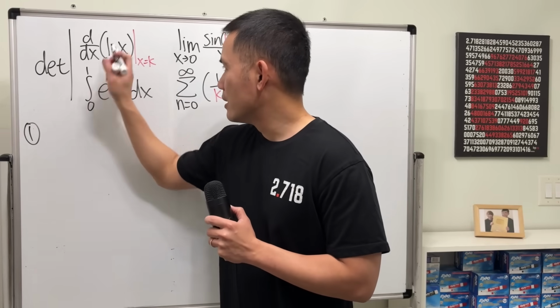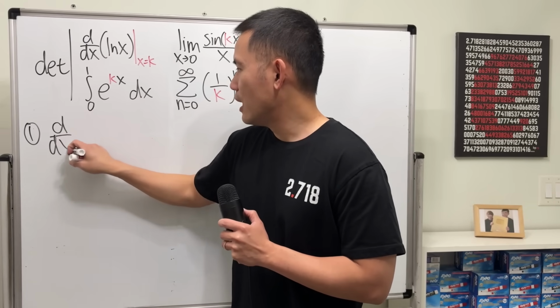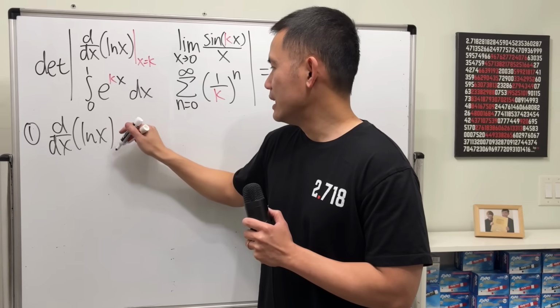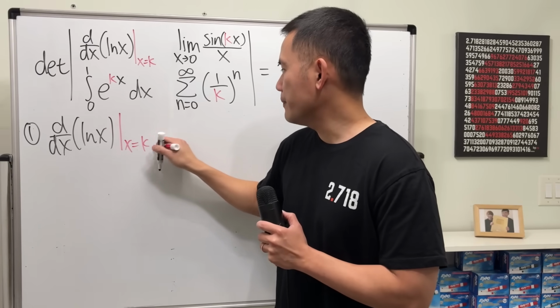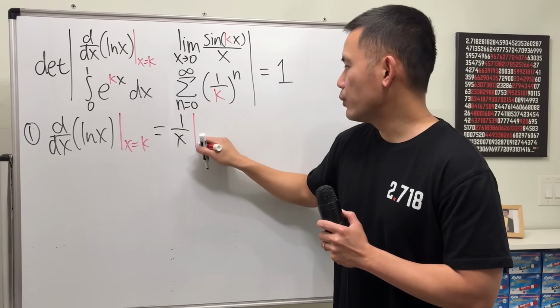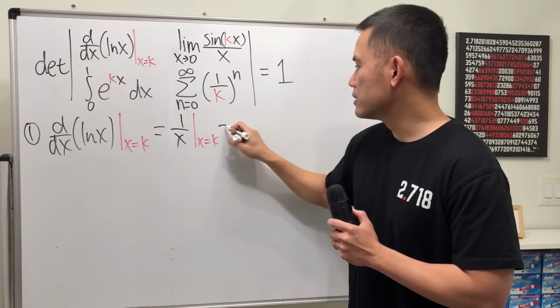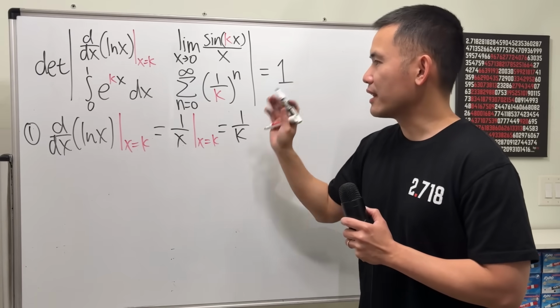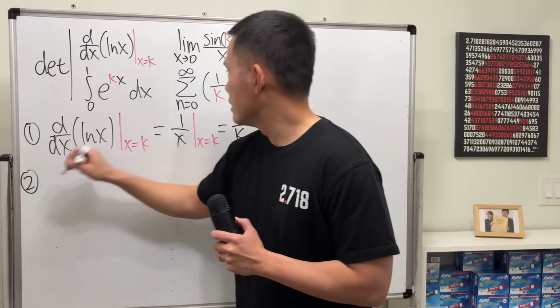First, let's just go ahead and work out each component. So right here, the derivative of ln x evaluated at x equals k. The derivative of ln x is just 1 over x. And then we will plug in k into it, so it's just 1 over k. Done.